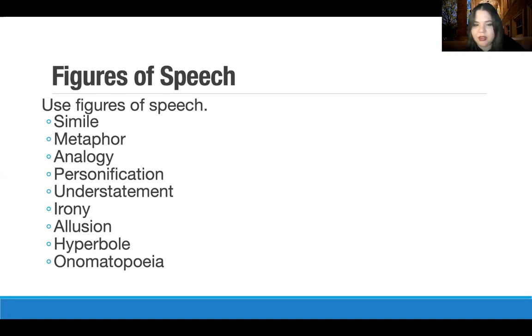Analogy would be a comparison that is in two parts. So socks are to feet as gloves are to hands. Personification, giving human-like traits to something that is not human. Understatement, exactly what it sounds like.